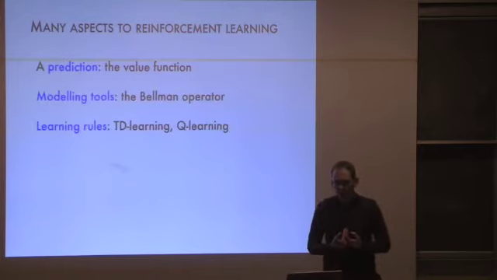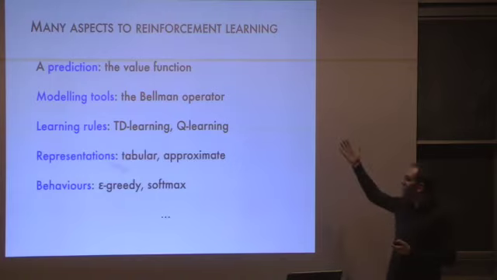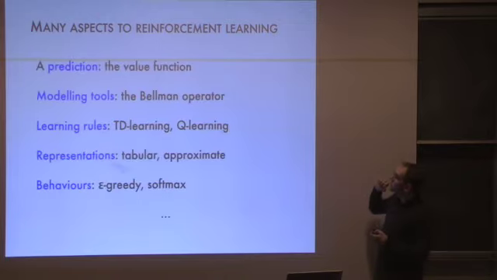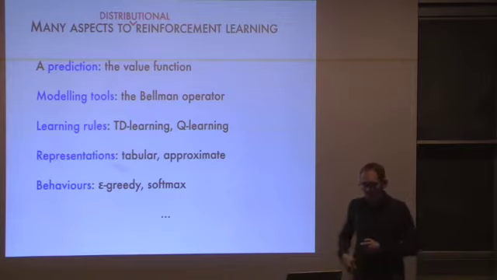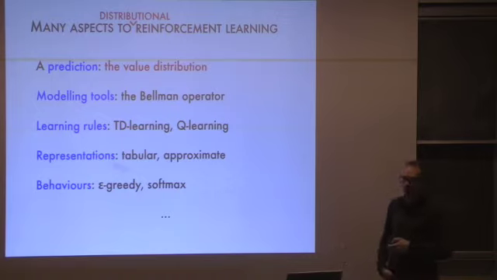There's a prediction, there's modeling tools, learning rule, and everything sort of fell from the value function. Okay? And then by replacing this reinforcement learning by distributional reinforcement learning, suddenly we can start looking at all these other questions, and we're finding all kinds of surprising answers everywhere.